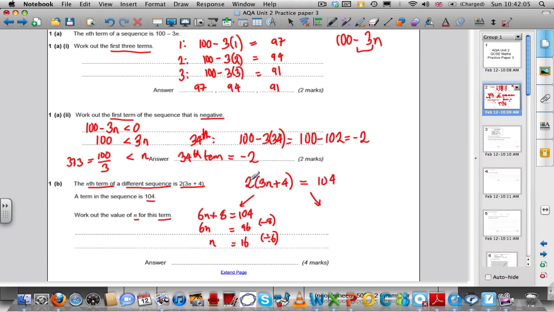Or straight away, you could have divided both sides by 2 to get perhaps an easier way. 3n plus 4 is equal to 52. Then subtract 4 off both sides, so you get 3n is equal to 48. Then divide both sides by 3 and you get n is equal to 16 again. Hence the value of n is n equals 16.